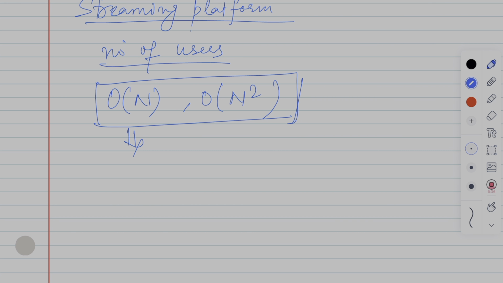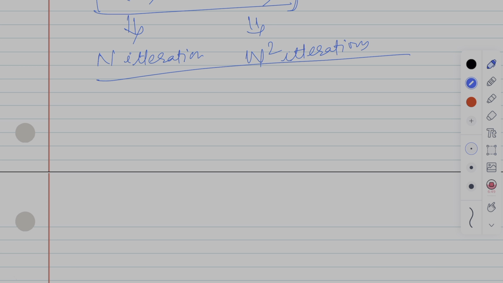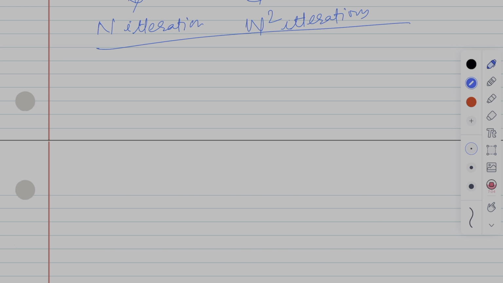N iterations or n square iterations, right? Now, as we have understood this big O notation, let's understand the factors that we need to keep in mind while calculating the time complexity, or while finding the big O of n or big O of n square for a particular algorithm.